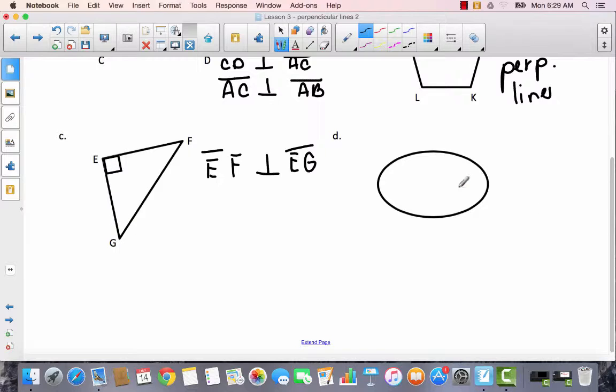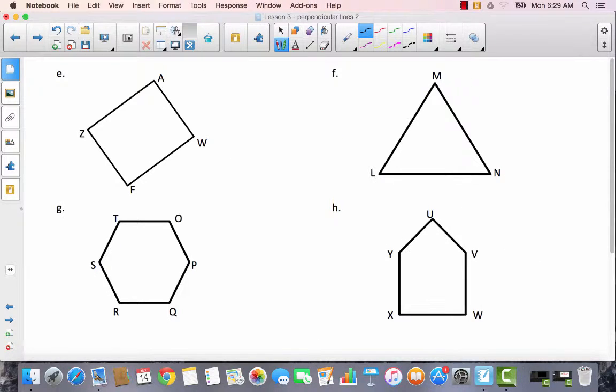So what do you think about figure D? Take a look at that. Do you see any perpendicular lines? I don't either. So we're going to say no perpendicular lines in figure D either. All right, so let's keep going. All right, so let's look at figure E. Now again, we have another rectangle. I want you to go ahead and identify all of the perpendicular lines and see if you can label them and come back and see if you have the same thing that I do, okay?